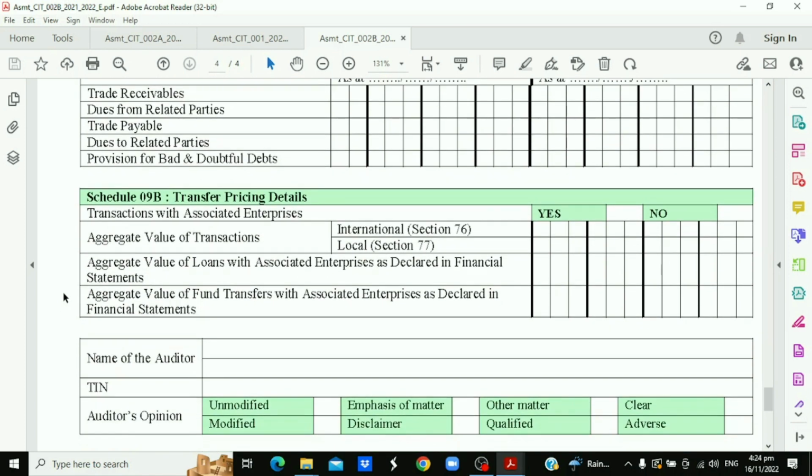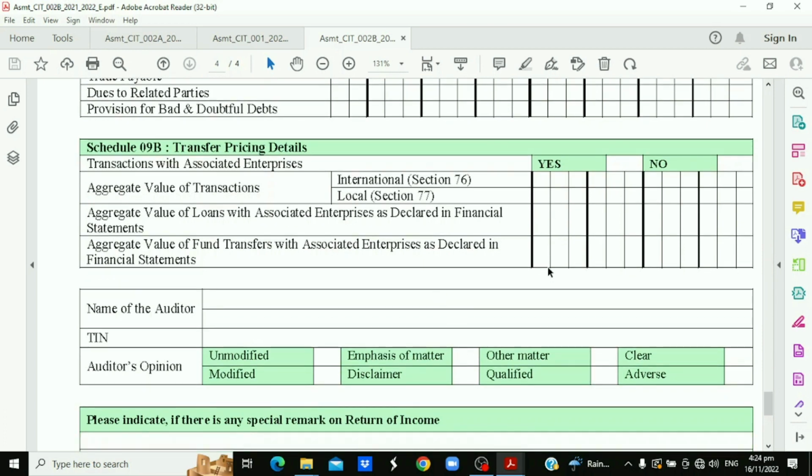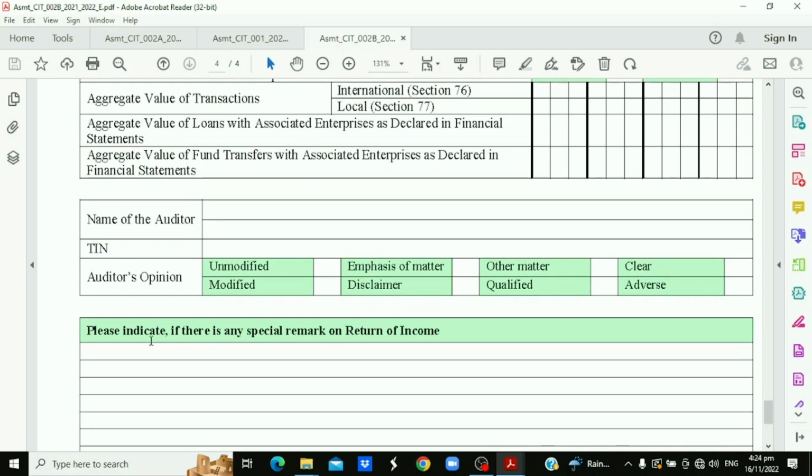Thereafter you have to complete Schedule 9B for transfer pricing details, right? If there is any associate transaction, you have to tick yes or no. Depending on this, you have to provide the details. If there is an associate transaction, you have to check whether you have to do the transfer pricing disclosure, right? If it is applicable, you have to complete and submit a separate format with the particular details. Then you have to complete the information related to the auditor, the name of the auditor and TIN number, and the details related to the audit opinion, right? Those are the details you have to provide.